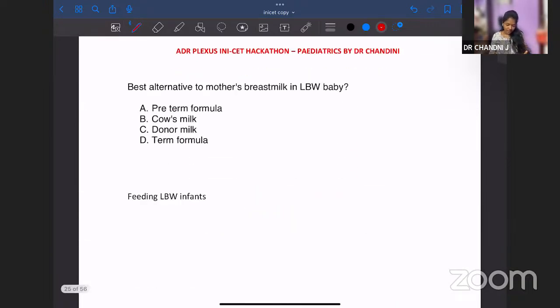Next. Best alternative to mother's breast milk in low birth weight babies. So for low birth weight preterm babies, the first thing is always, always, always breast milk. Okay, it is always breast milk. Clear? So, if you don't have breast milk, what will you use here? You can use donor breast milk. So, that would be the answer here.